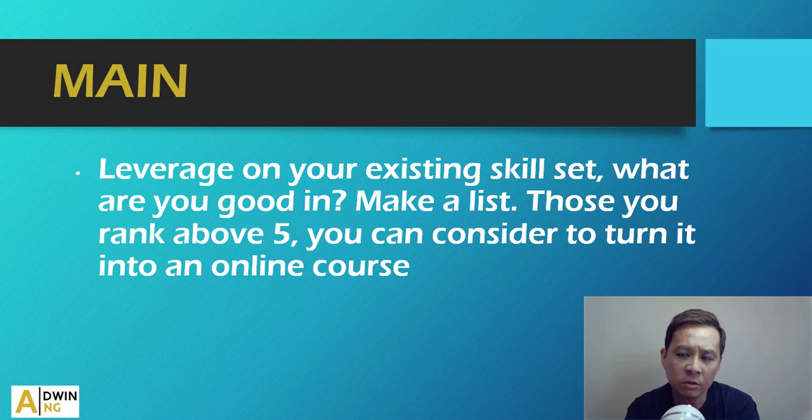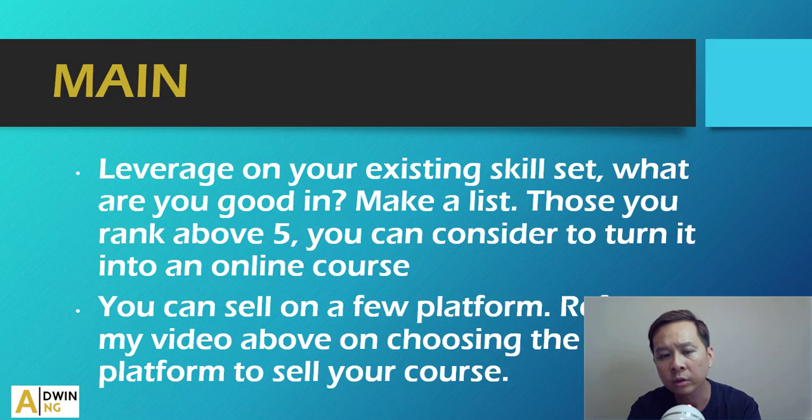Leverage your existing skill set and know what you are good at. Try to make a list, like I made a list of the things I'm good at. Is it marketing, is it social media? Pick the top 5 from the list, and from the top 5 pick the best that you are skilled in and create a course. You can start with a short course and then eventually expand it. You can sell on a few platforms, and like I mentioned, you can refer to the more detailed videos on the 3 platforms that I recommend you start with to sell your course.